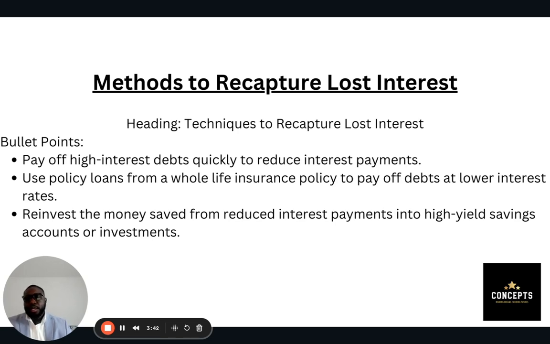And so, methods and techniques to recapture lost interest. We want to pay off high interest debts quickly to reduce those interest payments. We want to leverage the policy loans from our life insurance, our own bank. And then we want to reinvest those monies that we save from reduced interest payments into high yield savings accounts or investments.